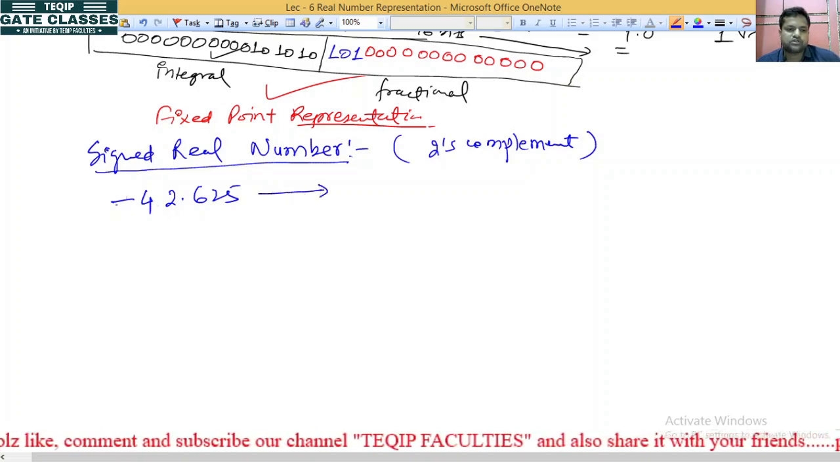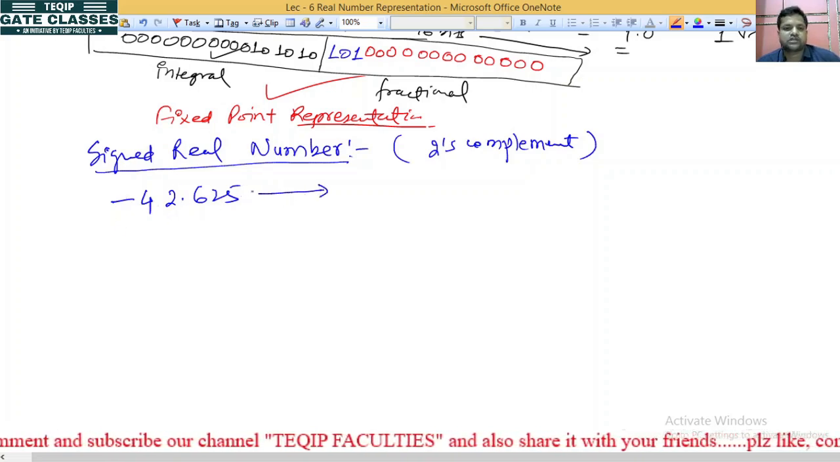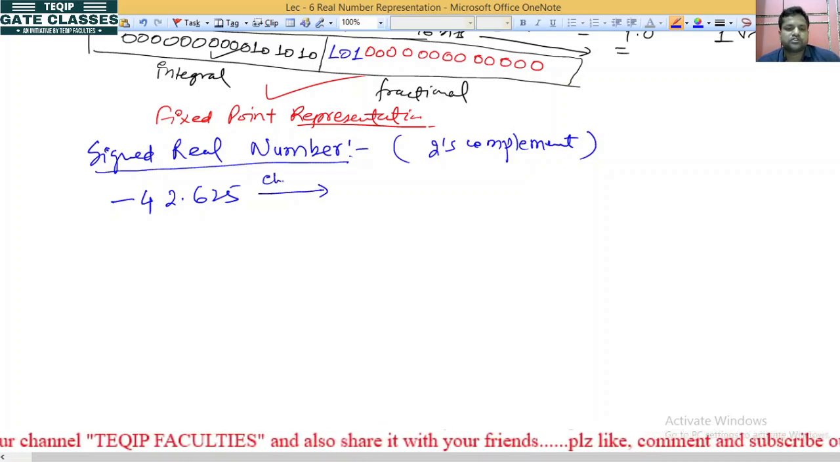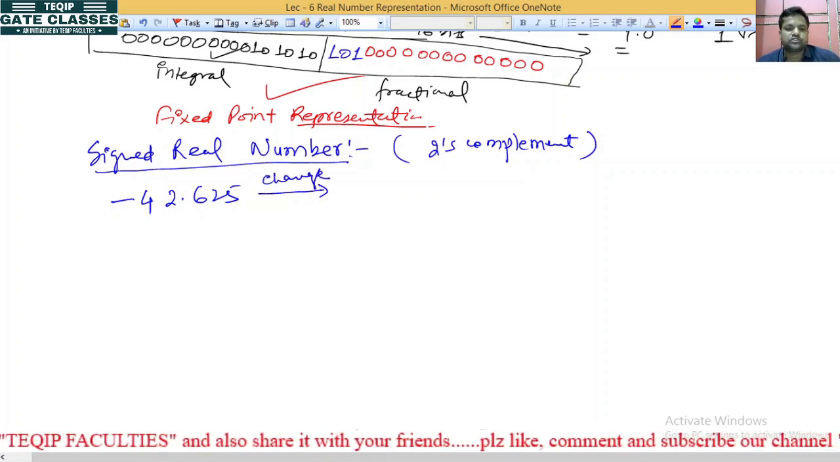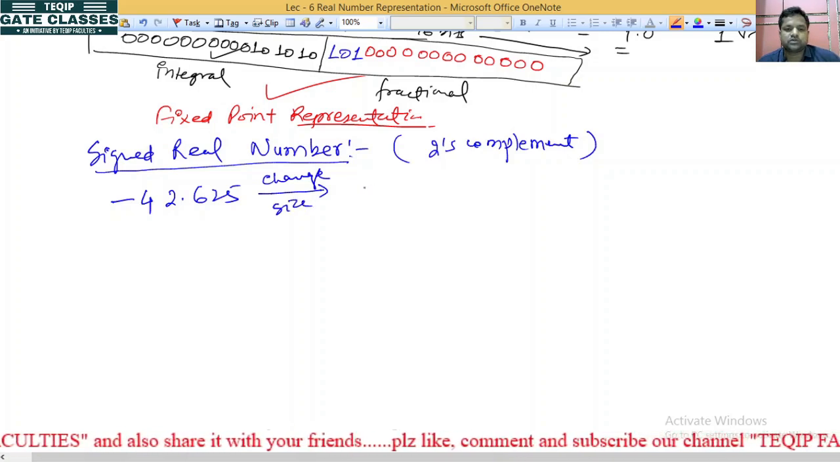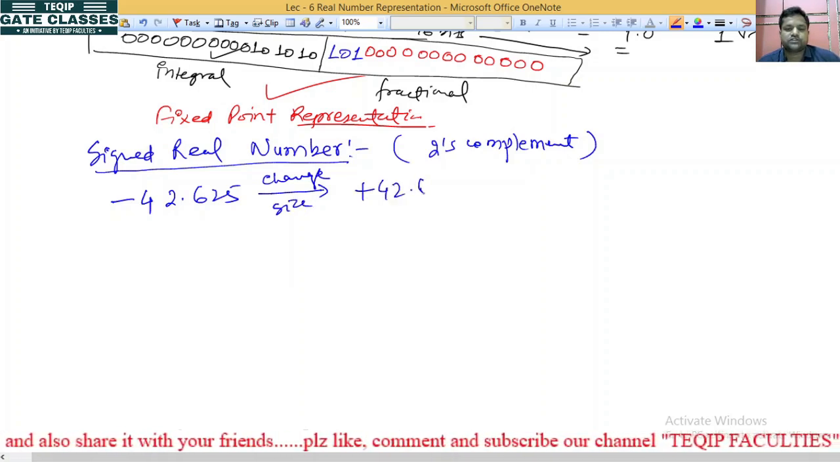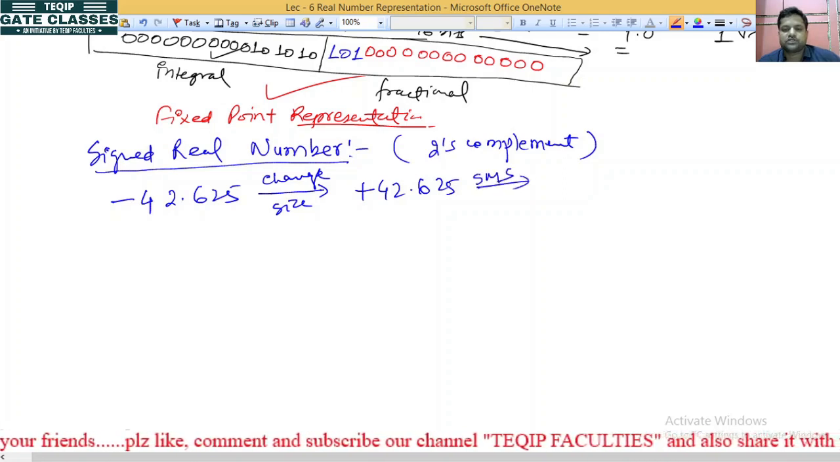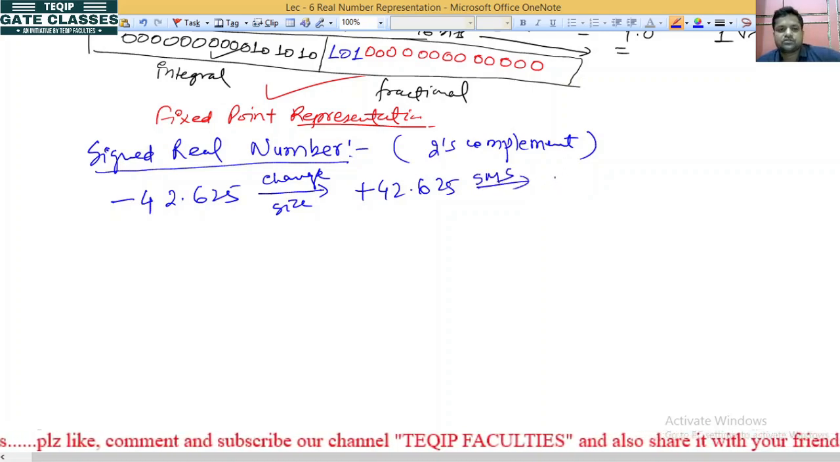तो अगर हमको ये, this is a negative number, तो उसको हम क्या करते हैं, sign 2's complement में चेंज करने के लिए first of all we change the sign, change sign. So it will be plus 42.625. Then we represent it in SMS.